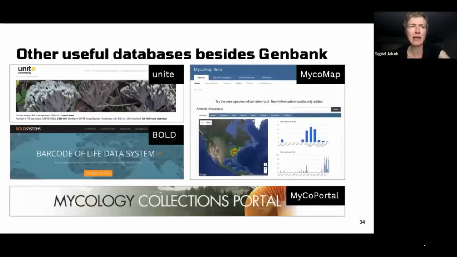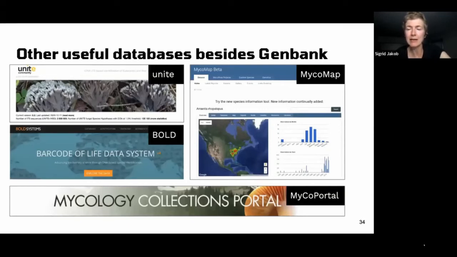There's other databases as well. There's Unite, which is a European-based, more curated database that sometimes has unique sequences. There's Bold, which is based in Canada, that sometimes also has different sequences from Genbank. Micromap is almost like a meta database in that it will look at even things like sequences posted to iNaturalist that are not on Genbank. It's a little slower, but it's very comprehensive.